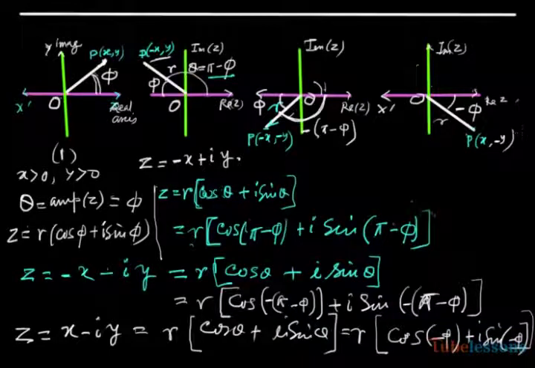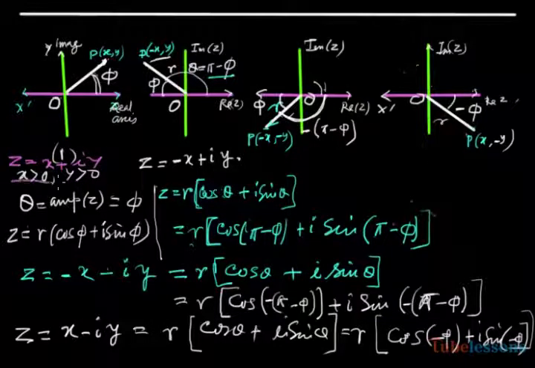So here we are getting 4 cases. First one: when theta lies in the first quadrant, z is equal to x plus iy. Here both x and y are positive, and amplitude theta is an acute angle less than 90. If we mark this angle as phi, we get theta equal to phi, and z is r (cos phi plus i sin phi).